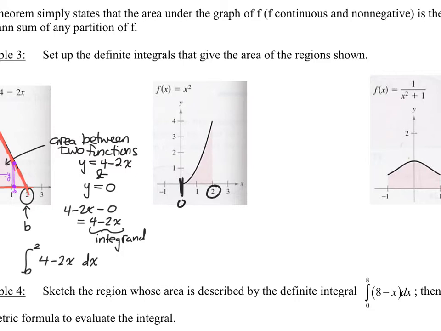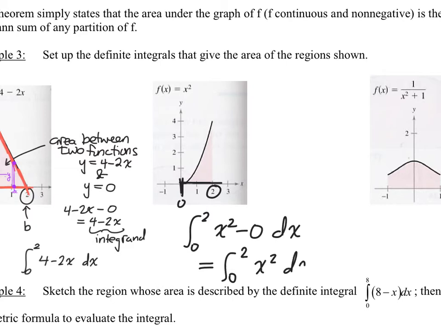Right, but once you get the general idea down, it's like, wait, so all we have to do is say, okay, I'm going from 0 to 2. I have this function x squared minus 0. I mean, you don't have to write the minus 0, but it's a good habit to get into in the cases where it's not bounded between the function and the axis. dx. I'll simplify it though, just because it just feels wrong to leave it as x squared minus 0.